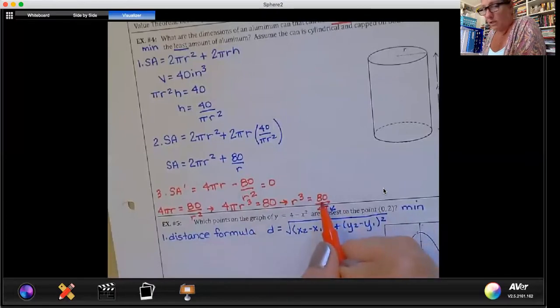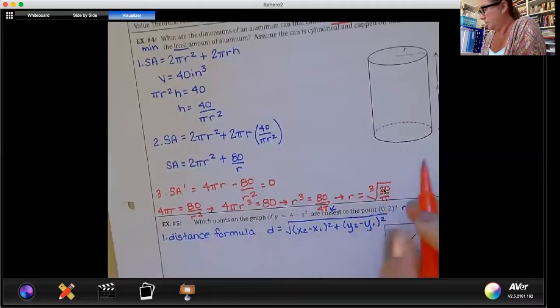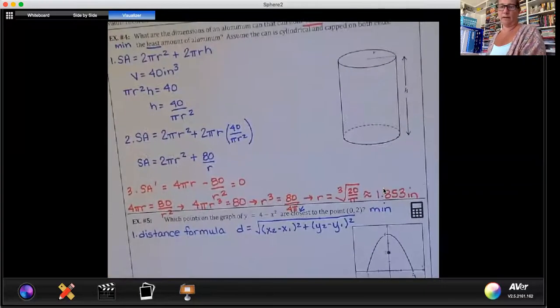So 4 goes into 80 20 times. So r is the cubic root of 20 over pi. And if you were to type that into your calculator, you would get a value of approximately 1.853 inches.